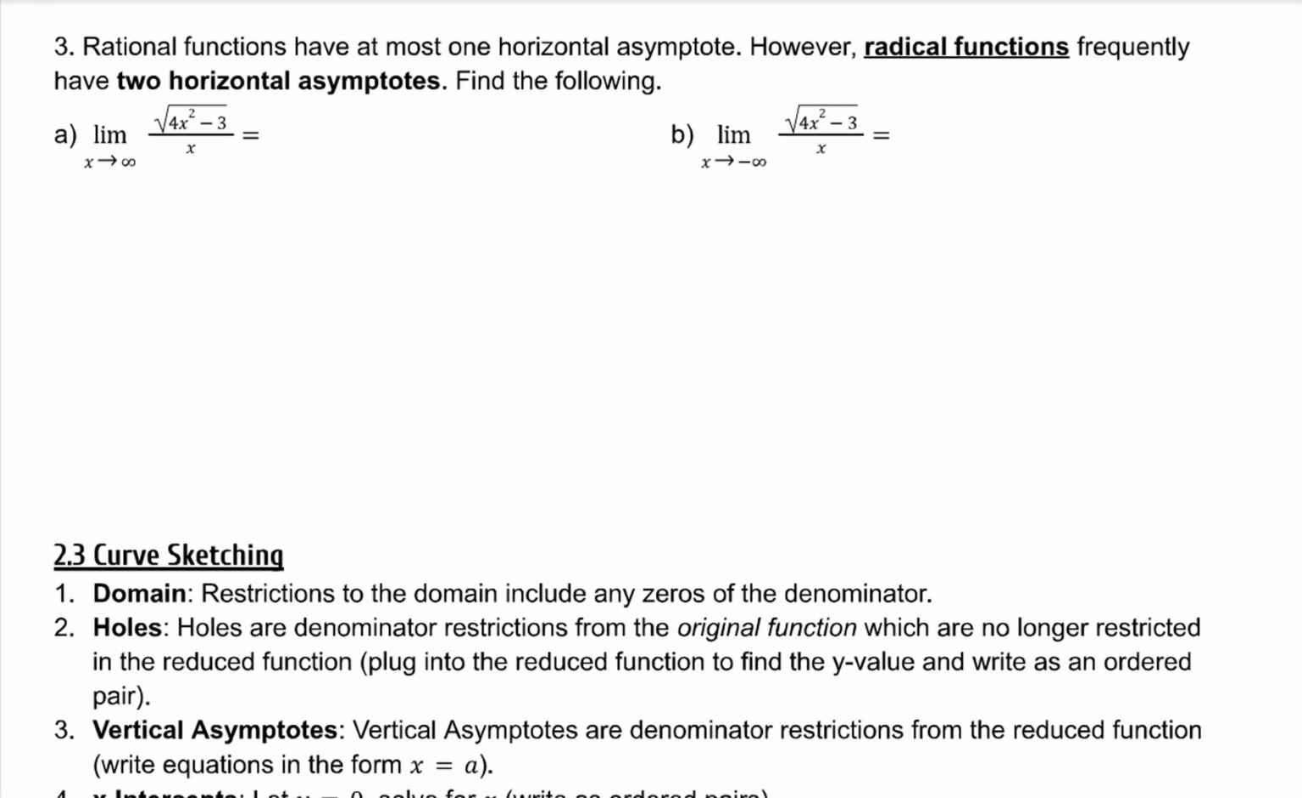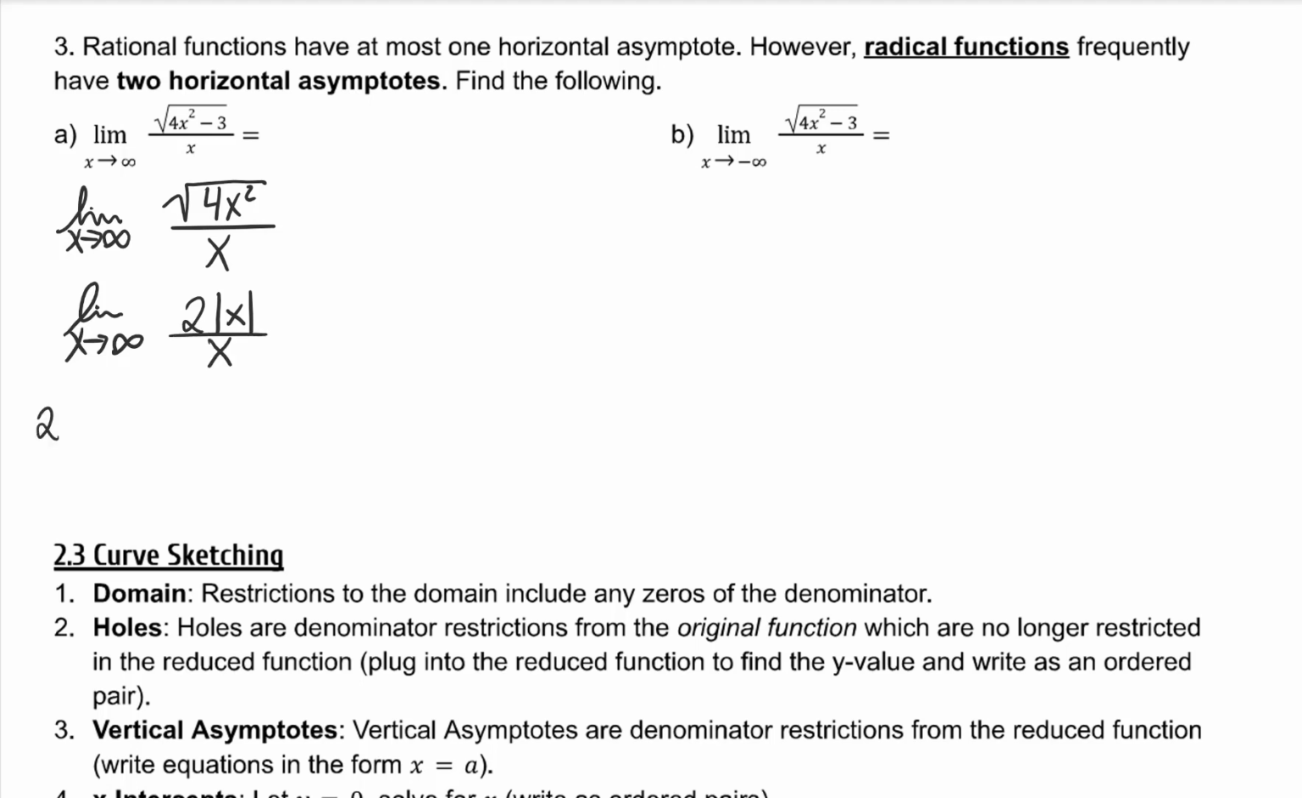However, radical functions frequently have two horizontal asymptotes. Find the following. We only care about terms of highest degree when we are evaluating limits at infinity because infinity is so massive. And here, even though we have a radical, we're going to take the term of highest degree, which is still under a radical, and the term of highest degree in the denominator. The square root of 4 is 2. The square root of x squared is absolute value x. Because the x had been squared, it doesn't matter when you're square rooting, it will automatically be the positive version.